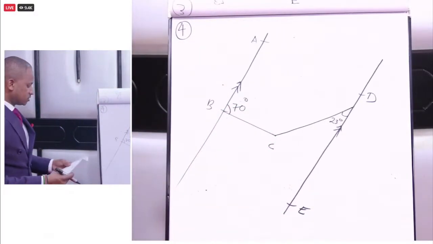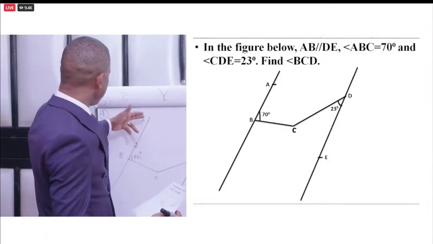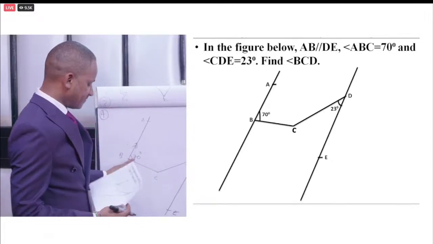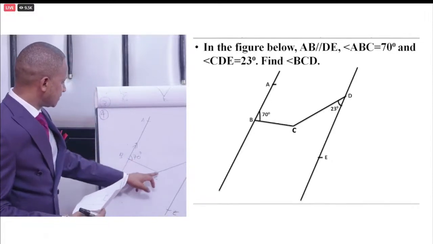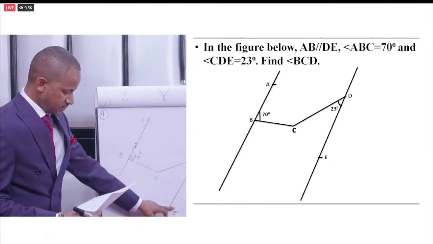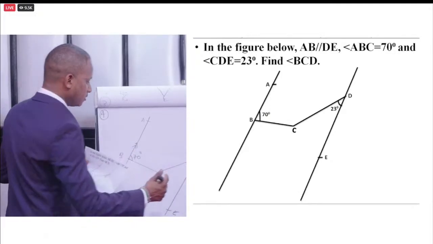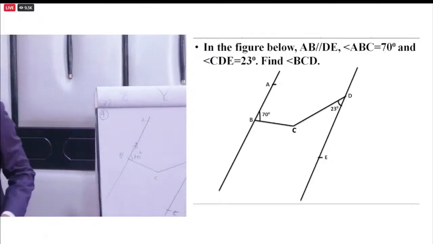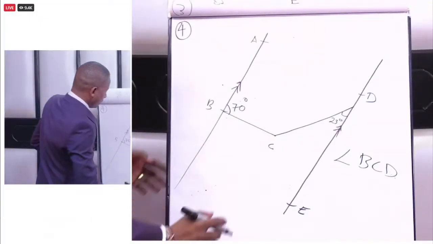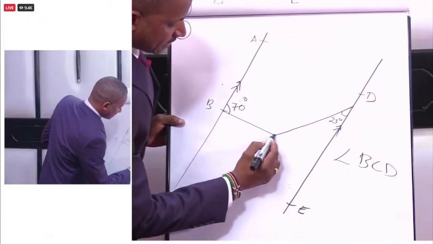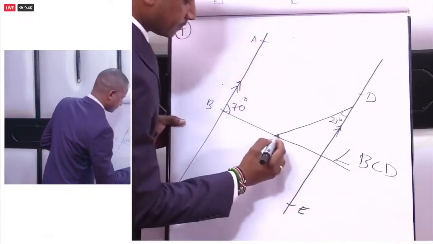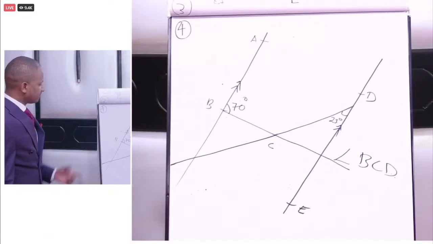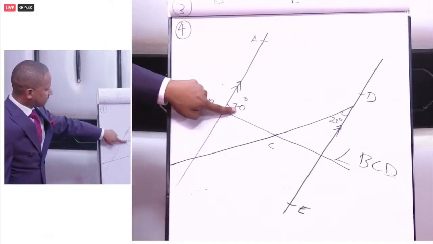This is our figure. So you are told, read the question: in the figure below, AB is parallel to DE. Angle ABC is 70 degrees. And angle CDE is 23 degrees. Find angle BCD. So before you do anything, just make extensions of these lines and this line. Make a complete extension.